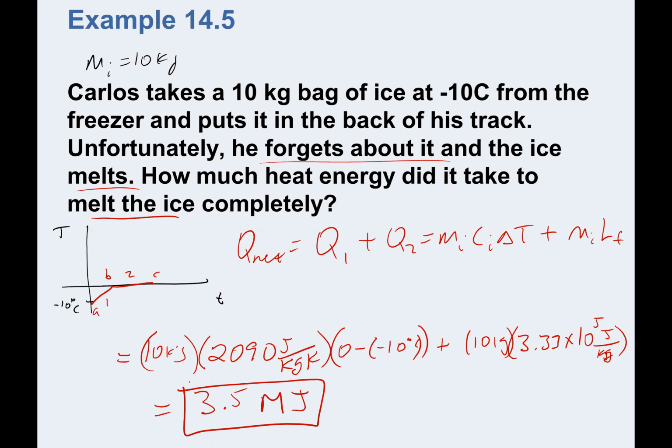All right. And that's a lot of energy because that's 10 kilograms, right? Remember I said 10 grams for the previous one? This is 10 kilograms. That's a lot of ice to melt. So you need a lot of energy just to increase the temperature of the 10 kilograms of ice and then go ahead and melt it. Again, we stop at this point C because we are only looking at melting the ice completely.